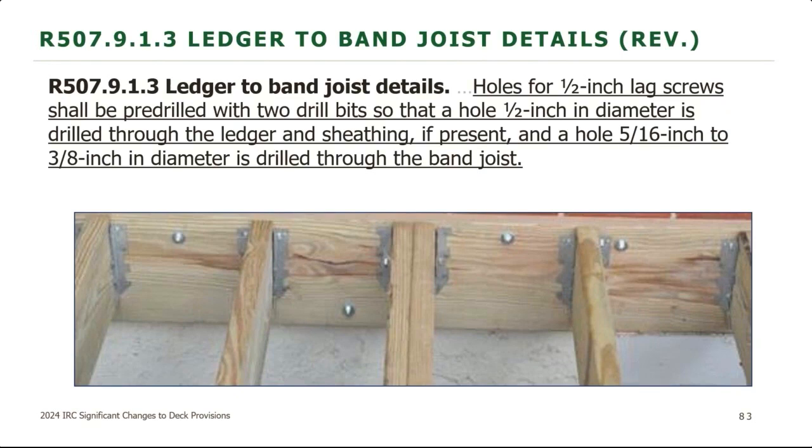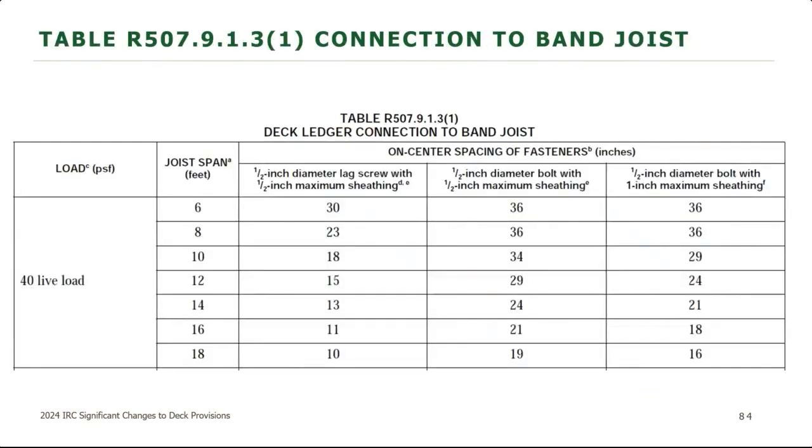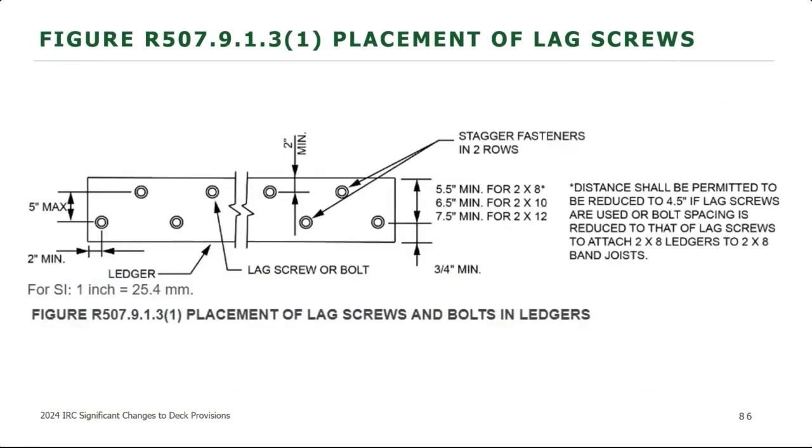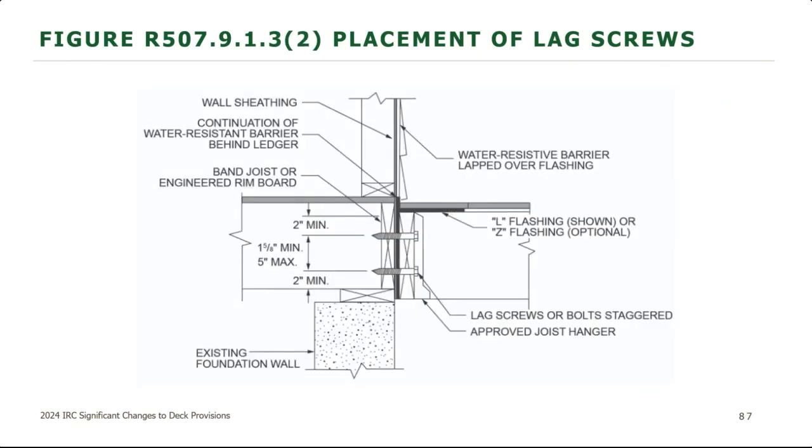And here's that ledger connection to the band joist table with your fasteners. I'm going to skip through some of this stuff because we're starting to run a little bit short on time. And then again, the placement here. So no changes to these. They have some great figures in the code on the staggering and the distance to the edges for those lag screws. And then again, here's another detail on that.